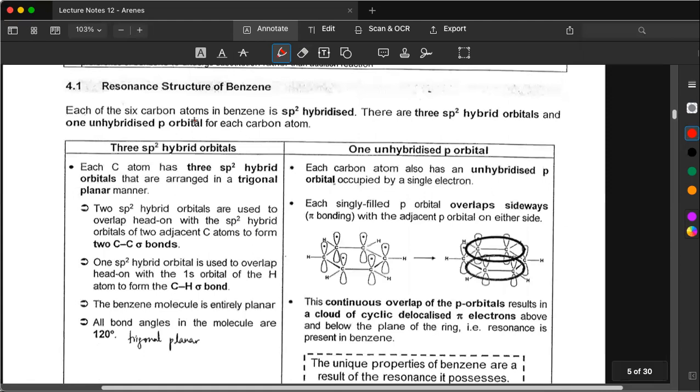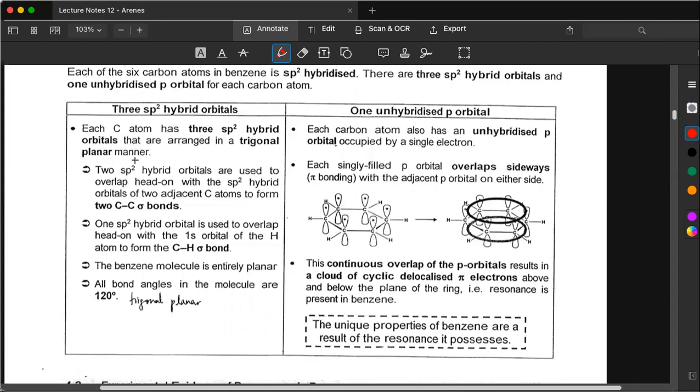Each of the 6 carbon atoms in benzene is sp2 hybridized, just like alkene. There are 3 sp2 hybrid orbitals and 1 unhybridized p orbital for each carbon atom, very similar to alkene. Each C atom has 3 sp2 hybrid orbitals arranged in a trigonal planar manner. 2 sp2 hybrid orbitals are used to overlap head-on with the sp2 hybrid orbital of the 2 adjacent C atoms to form 2 C-C sigma bonds.